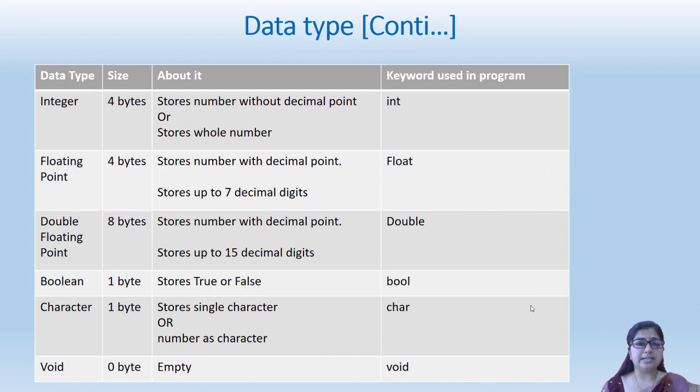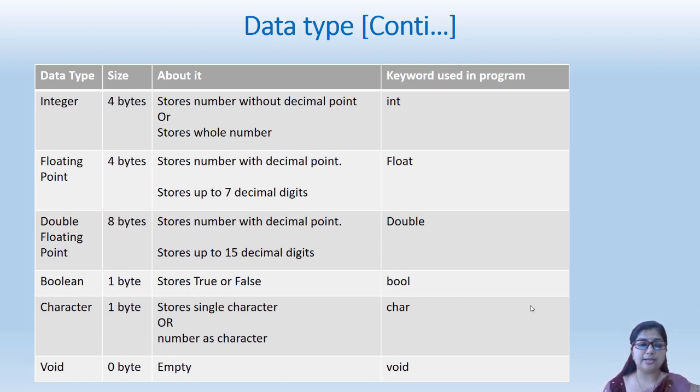Now some more detail about data types. Here, integer can occupy 4 bytes. The keyword of integer is int. So, now our question is, what is an integer? An integer data type can store a number, or we can say a whole number. Whole number means a number without a decimal point.